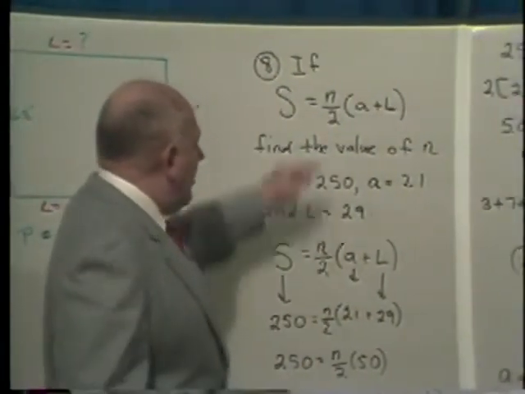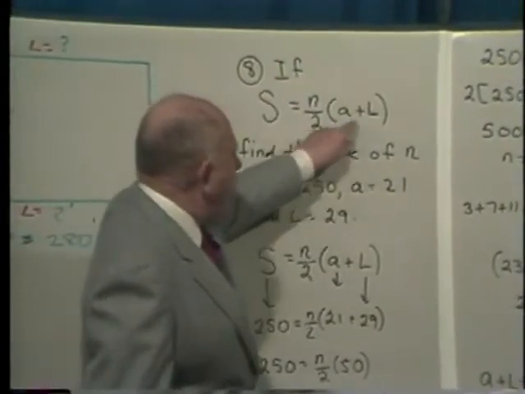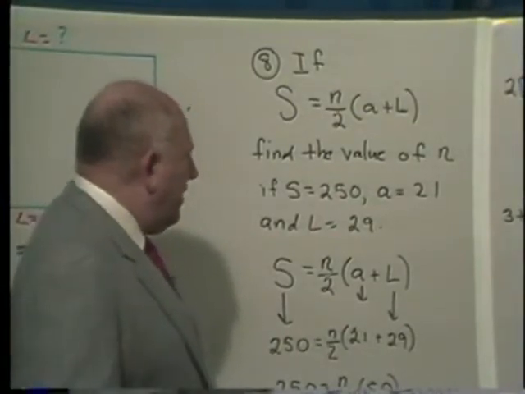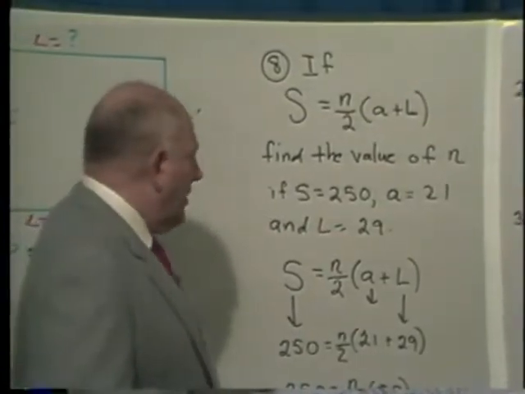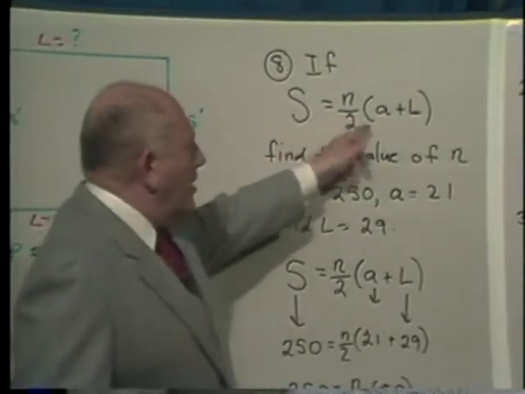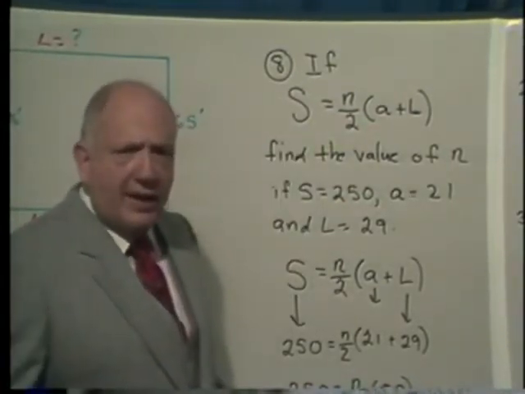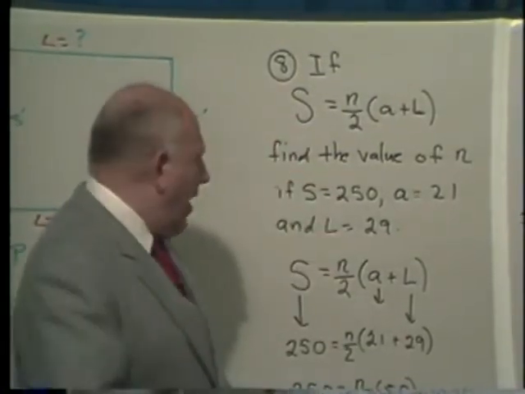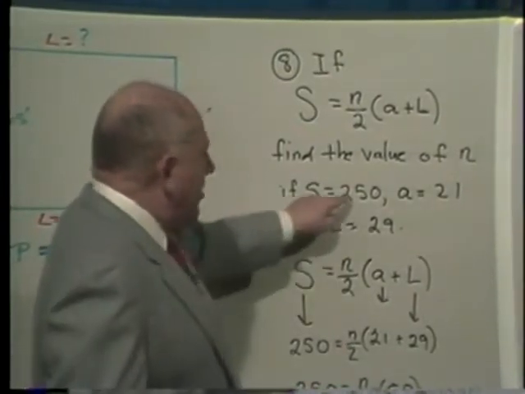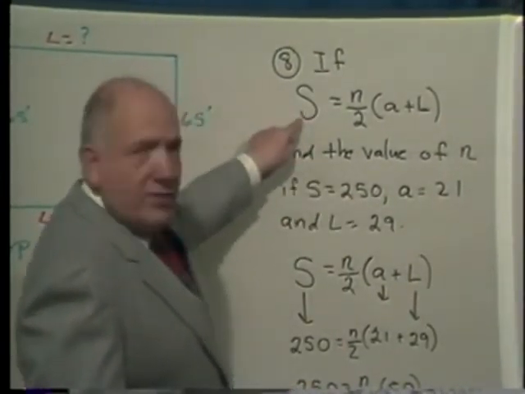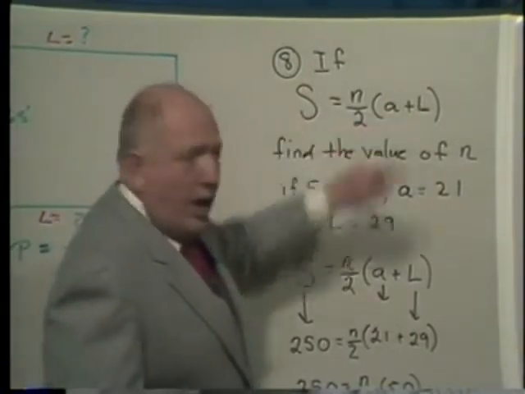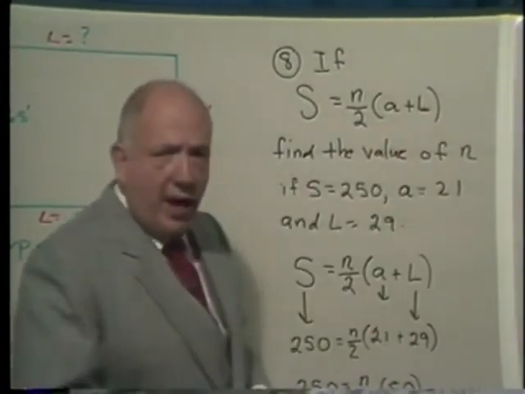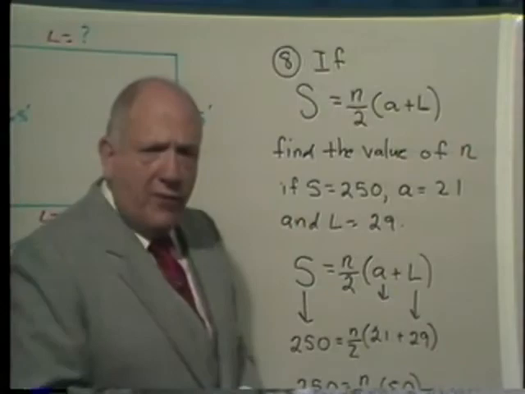It says if S is equal to n over 2 times, in parentheses, A plus L, find the value of n if S is 250, A is 21, and L is 29. Now again, you may say, what in the world is related this way? I'll show you later. But the thing I want to impress upon you is you don't even have to know that to solve this problem. Because what are you going to do? Since S is 250, wherever you see S, you're going to replace it by 250. Since A is 21, wherever you see A, you're going to replace it by 21. And since L is 29, wherever you see L, you're going to replace it by 29. What could be more straightforward than that, you see?